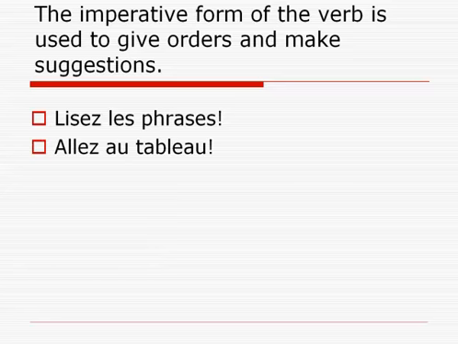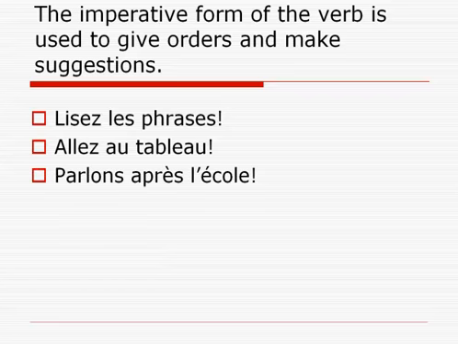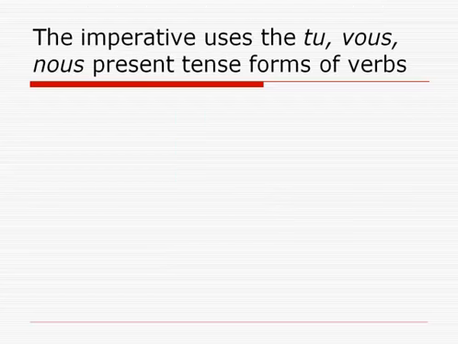Or you've probably heard me say, allez au tableau, go to the board. Or here's a suggestion, parlons après l'école, let's talk after school. All of these are either a command or a suggestion. The imperative form uses only the tu, the vous, or the nous present tense forms of verbs.